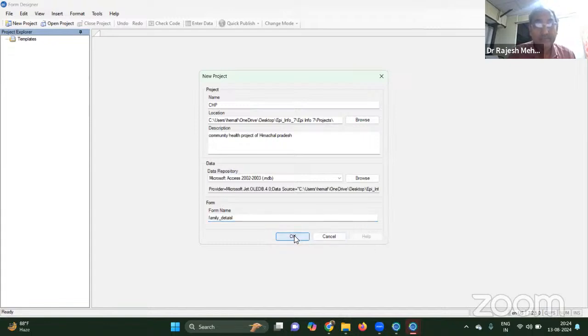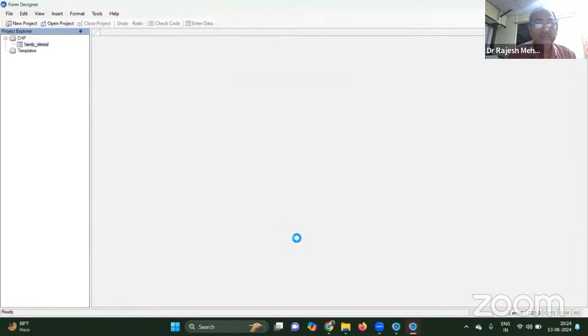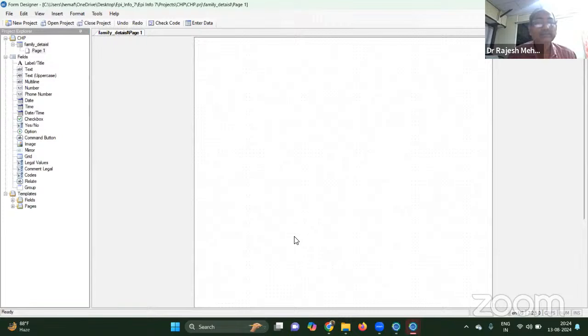Family details. So first step, you may not be able to remember, but at least you have seen that we gave a name of the project, database automatically taken, like that. Now, when we want to start, you need to write down the title.